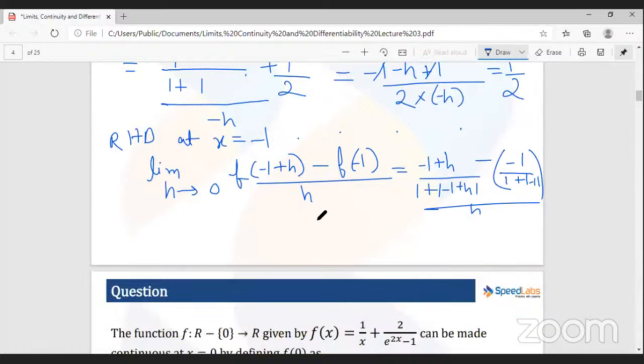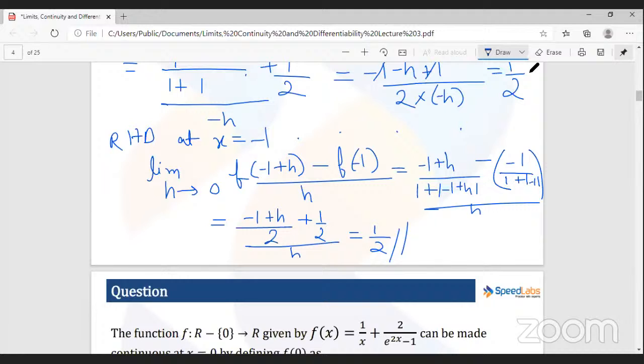So this here becomes (-1 plus h) upon again 1 plus mod of (-1 plus h), h is 0. So this becomes mod of -1 is 1. So this becomes 2, plus 1 by 2 upon h. So this is 1 by 2.